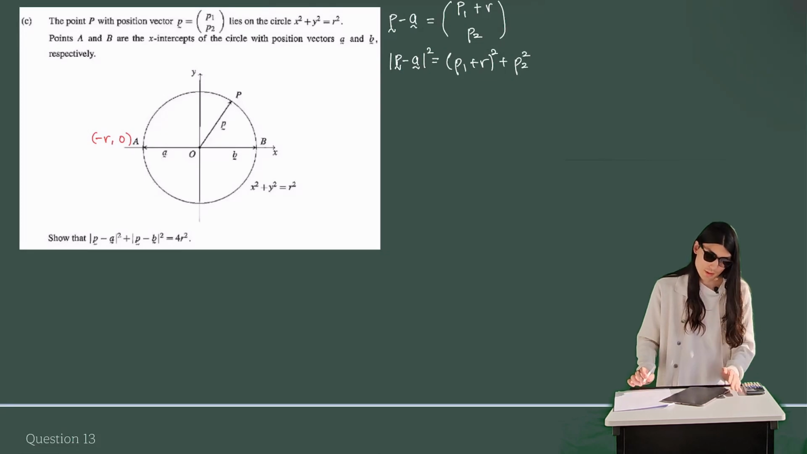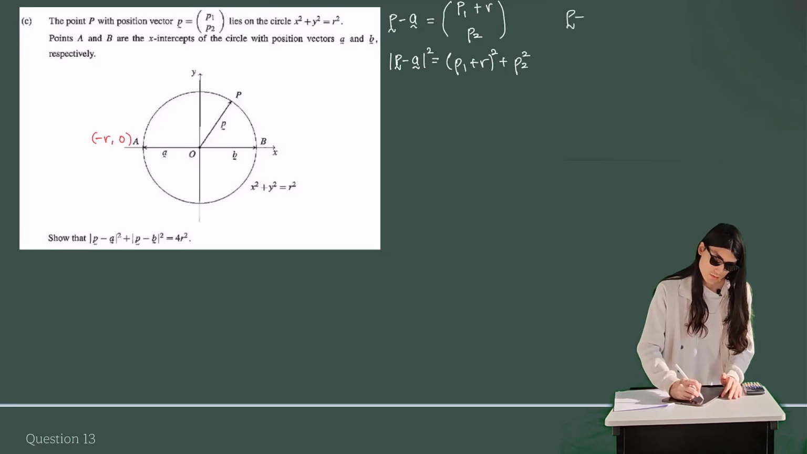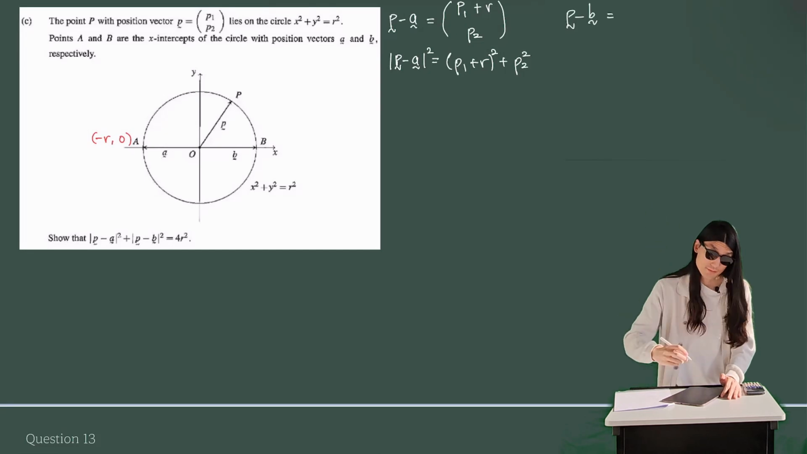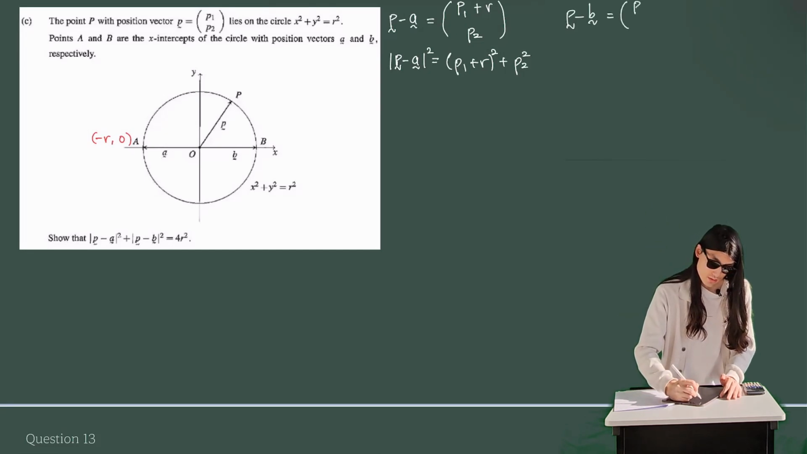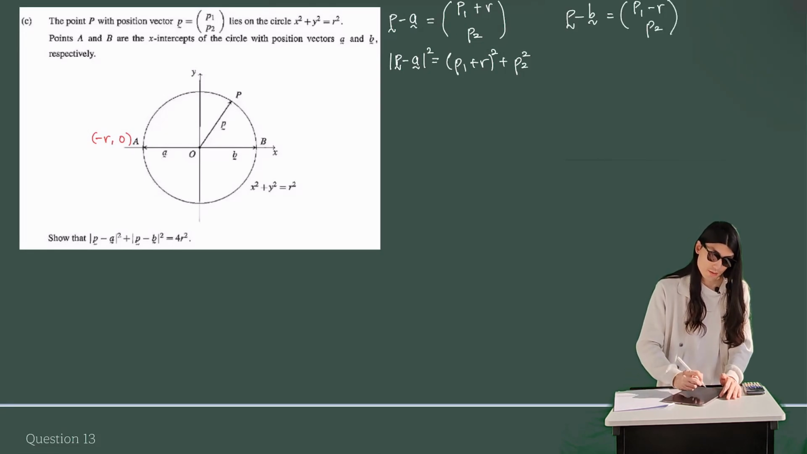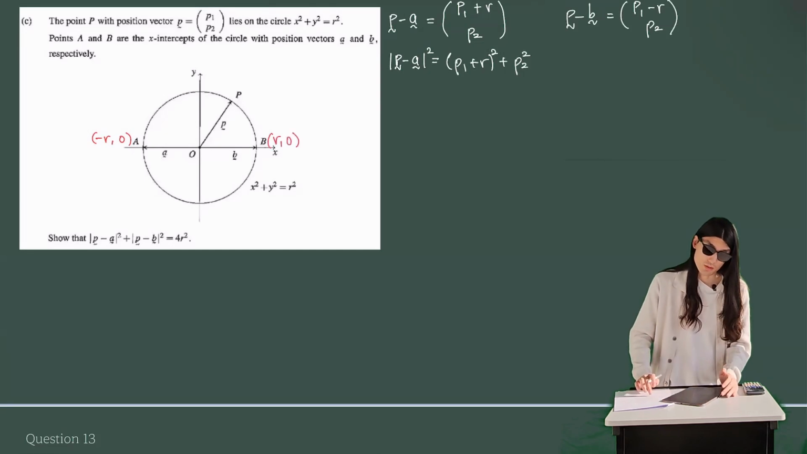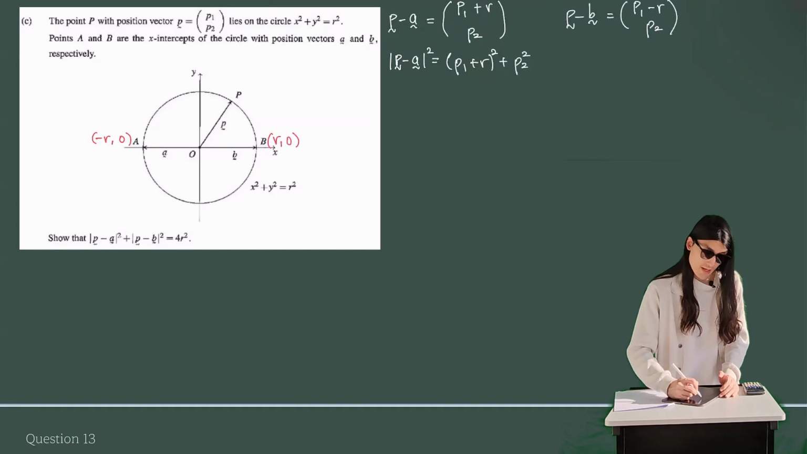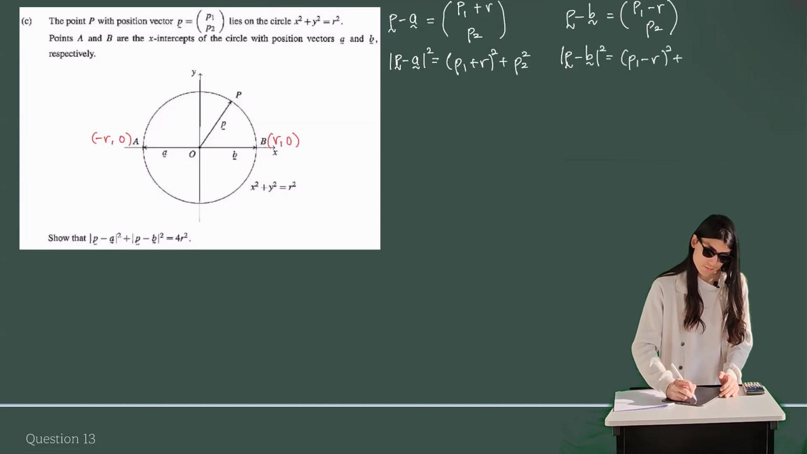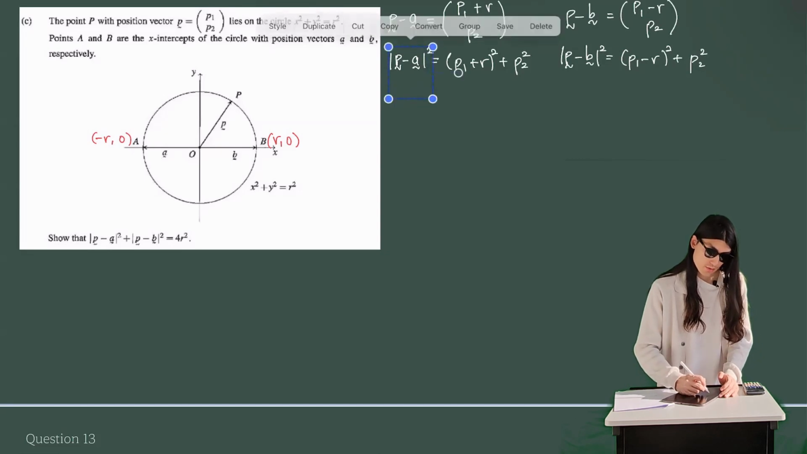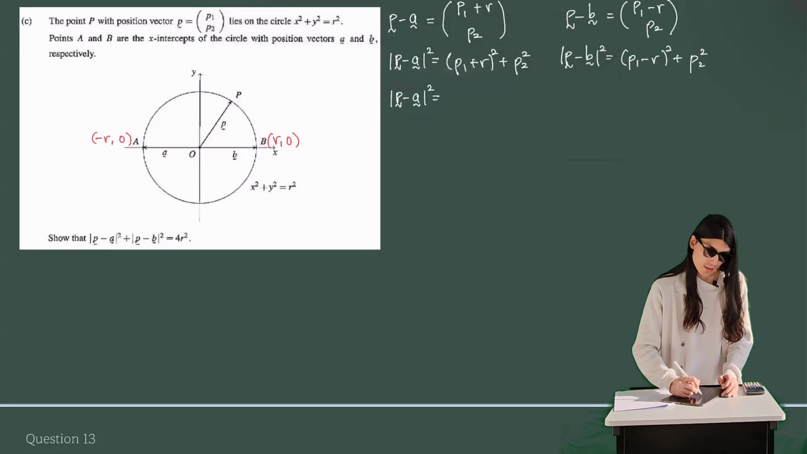Now similarly for p minus b, we do the same thing. P minus b, as you can see above, is that vector. Why? Because point B will have the coordinates r and 0, wouldn't it? So vector B would be r, 0 as well. Meaning the magnitude of p minus b squared is p1 minus r squared plus p2 squared. And what do they have in the required to prove? They have these two things added.